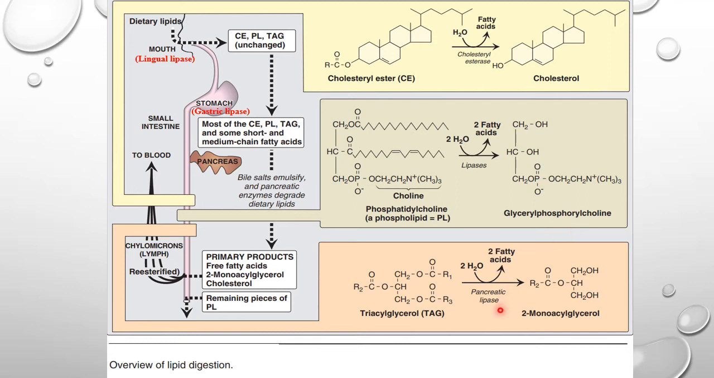Then we have pancreatic lipase, which is acted upon by colipase, and this enzyme can convert triacylglycerol into monoacylglycerol and free fatty acids. So the primary products that we get after lipid digestion in the small intestine are free fatty acids, 2-monoacylglycerol and cholesterol. These primary products can be further taken into the form of chylomicrons, and from chylomicrons these are sent to blood, and from blood these are transported to target tissues, while some remaining fragments of phospholipids may be excreted, further degraded, or absorbed.